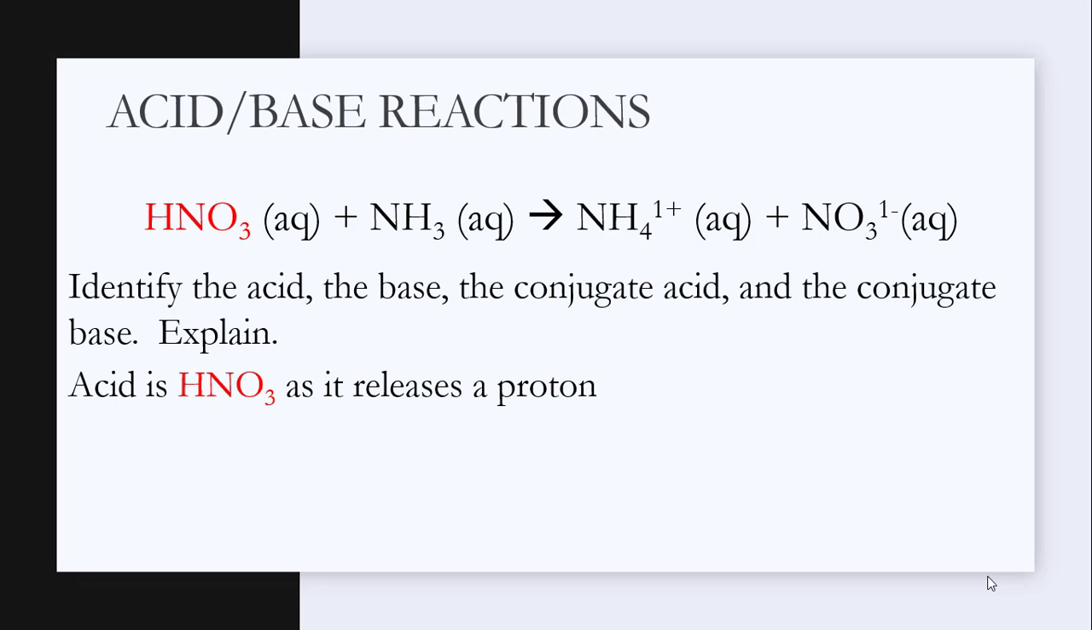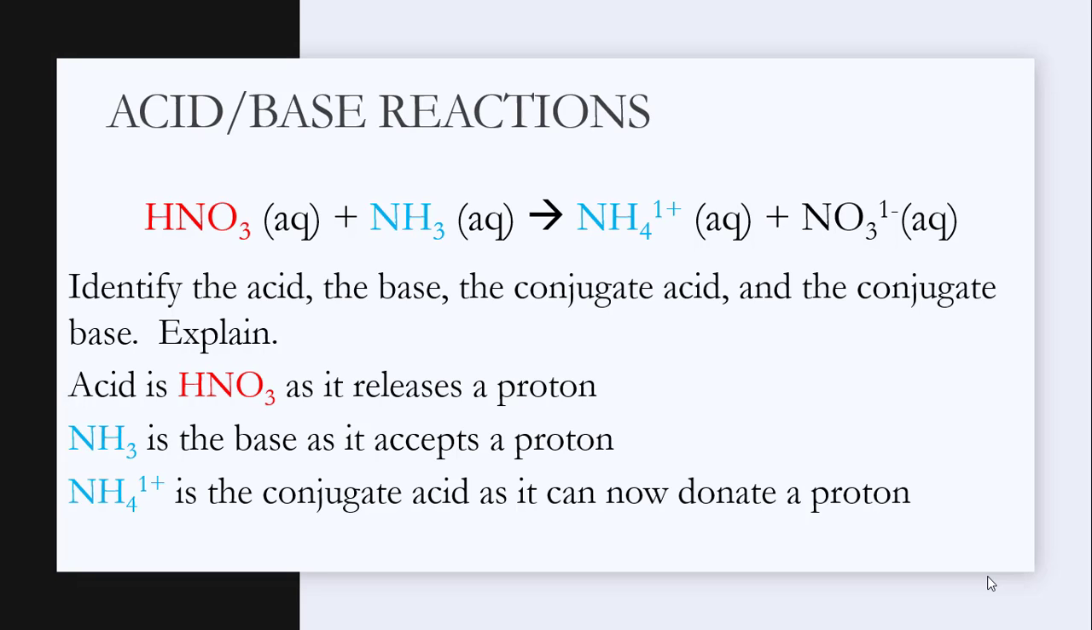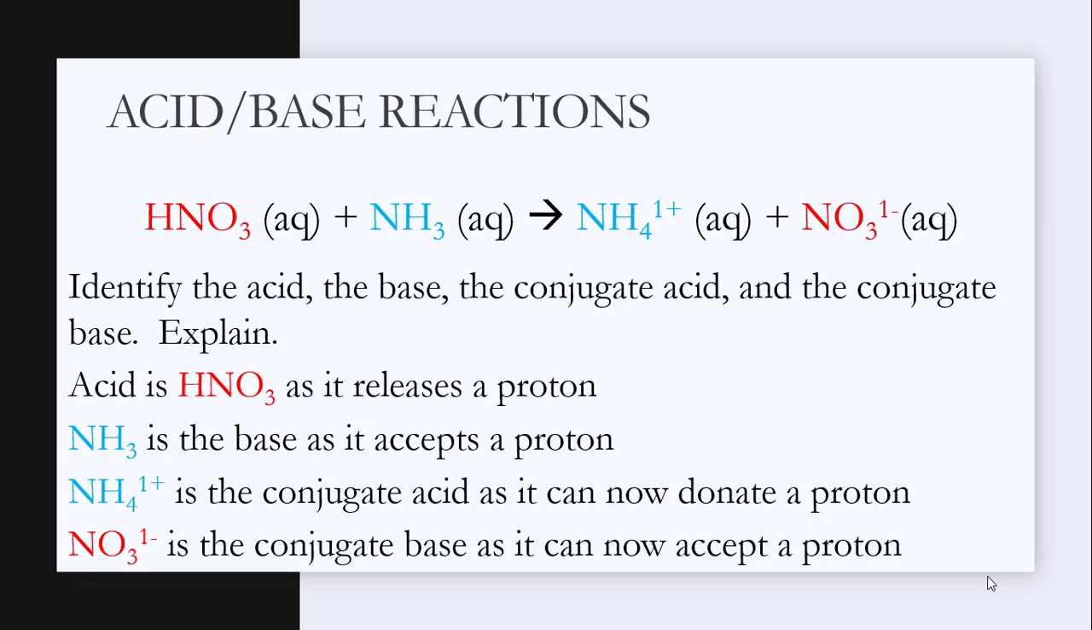Well, the acid is the HNO3 because it has an ionizable hydrogen it can give up. The ammonia is the base because it accepts the proton. That makes the ammonium the conjugate acid because it can now donate a proton. And the nitrate ion is the conjugate base because it can now accept a proton. So the HNO3 and the NO3 1- is a conjugate pair. The ammonia and the ammonium is a conjugate pair.